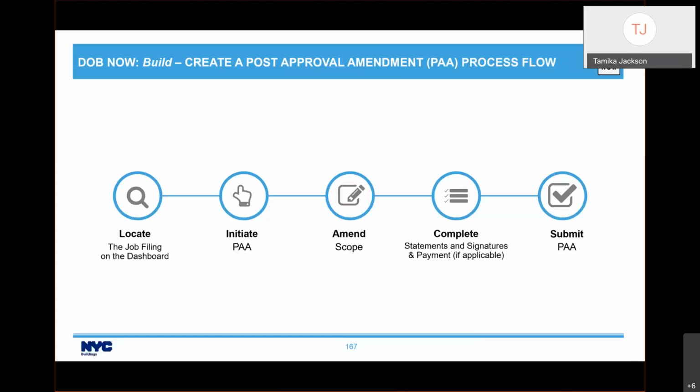So what I just did was locate the job filing on the dashboard, select Initiate PAA from the Select Action column. I showed you where you could amend the scope. Then you would head down to the Statements and Signatures tab, and then you would save and submit the PAA.